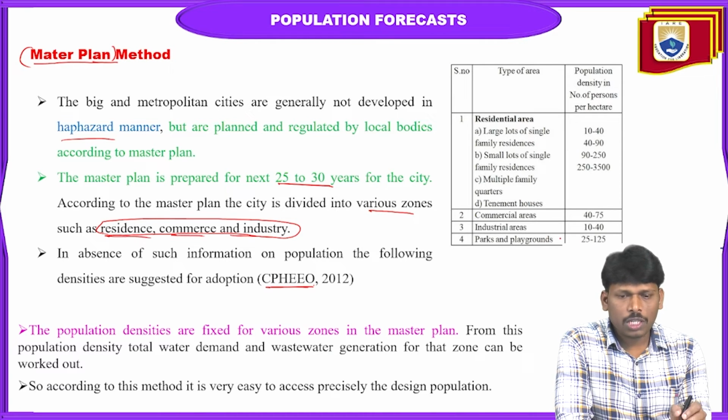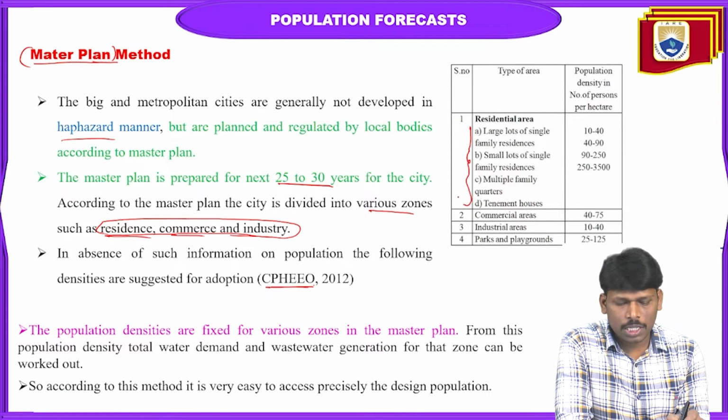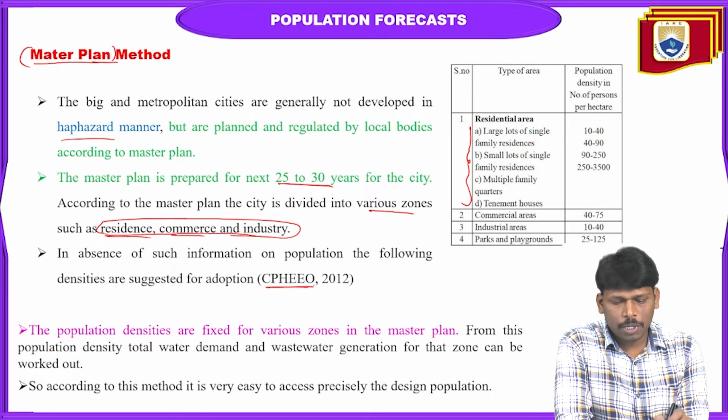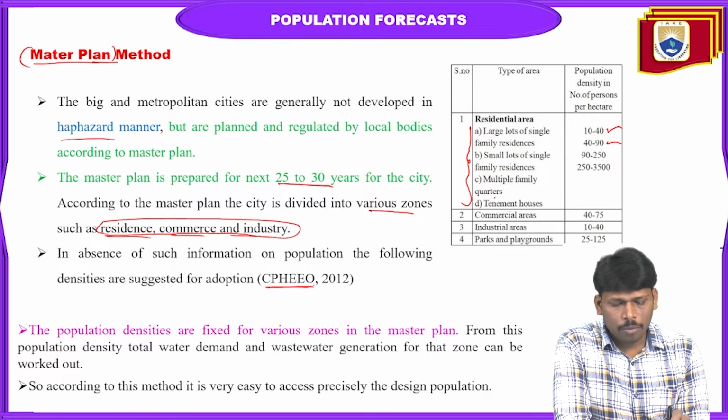So you can observe here, for residential purposes, there are a few categories. In case of residential area, large lots of single family residences have a population density, number of persons per hectare, of 10 to 40. If it is small or single family residences, it is 40 to 90. If multiple family quarters are to be built on that particular area, there we need to consider that we must accommodate a minimum of 190 to 250 people.